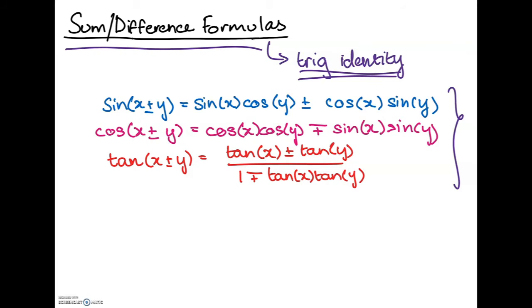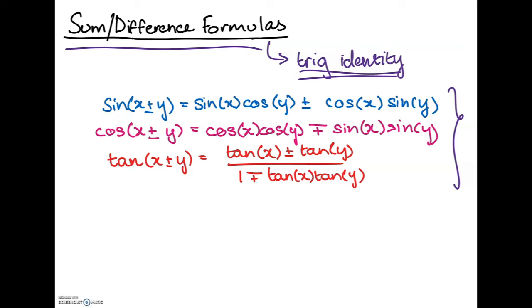Hey everyone, in this video I'm going to be talking about the sum or difference formula. The sum or difference formula is a type of trigonometric identity. It's sort of like a formula that we use in trig to solve functions easier. For the sum and difference formulas specifically, you have three different formulas: one for sine, one for cosine, and one for tangent.